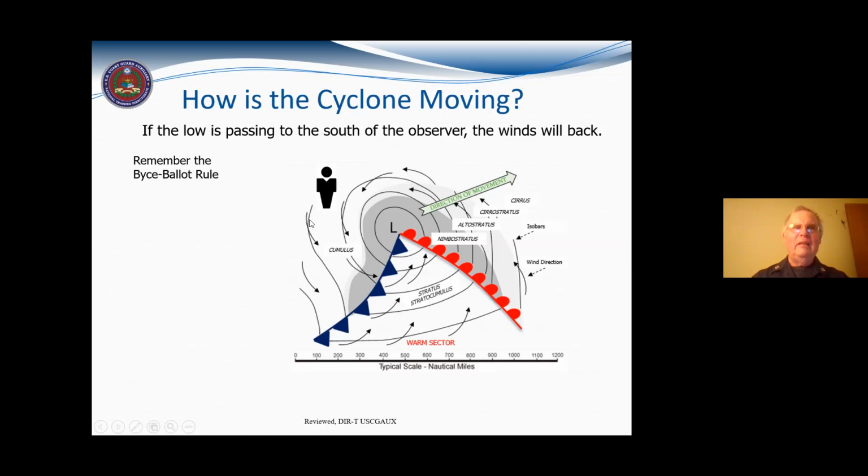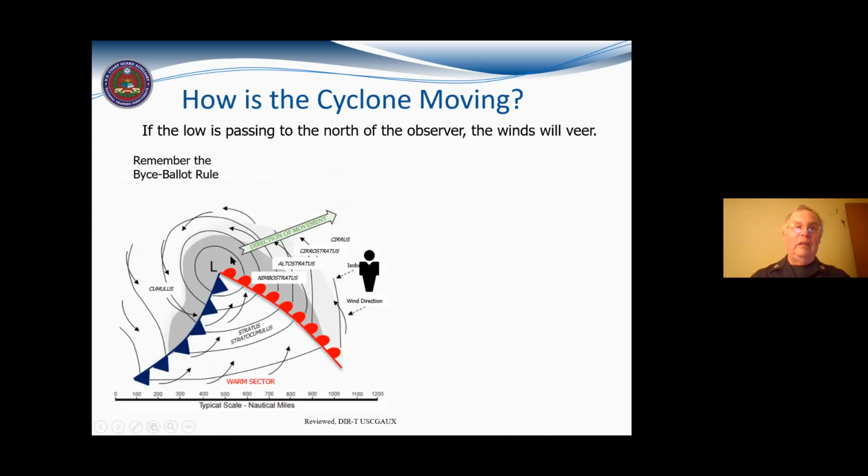Everybody see that? As the low goes by him, the winds change from coming out of the southeast, out of the east, and then out of the north. So they're veering, or they are backing. Yeah, I get that confused too. The winds are backing. The apparent direction of wind changes in a counterclockwise direction.